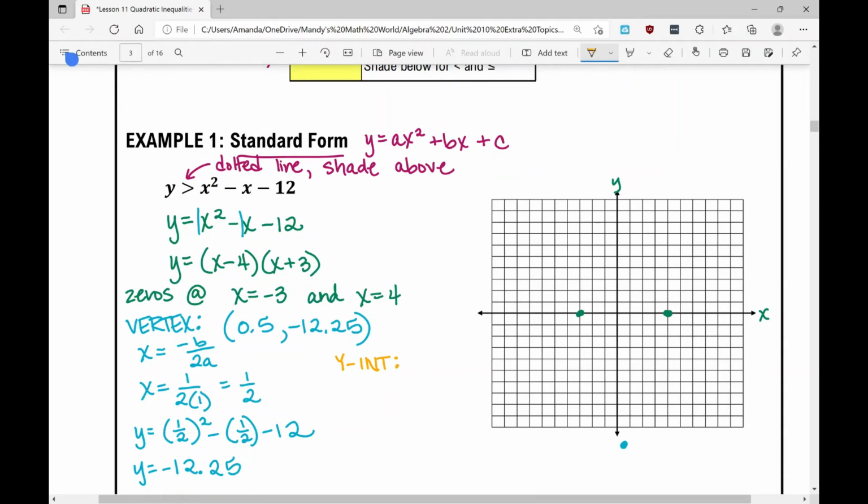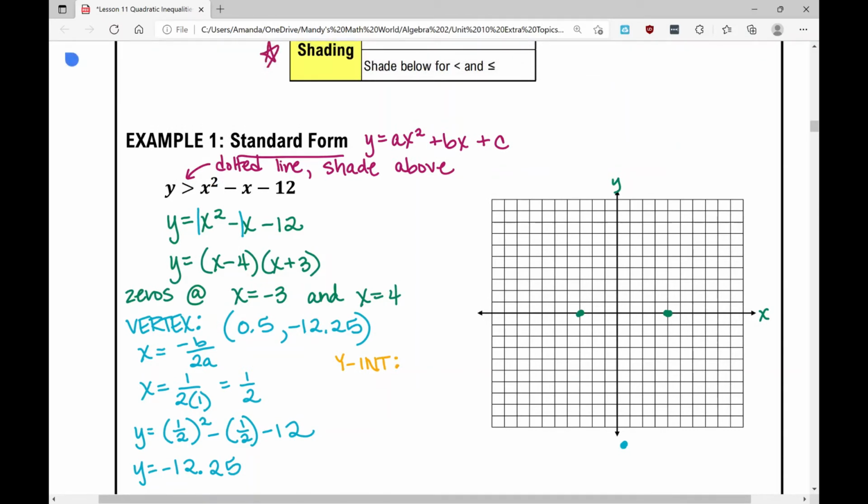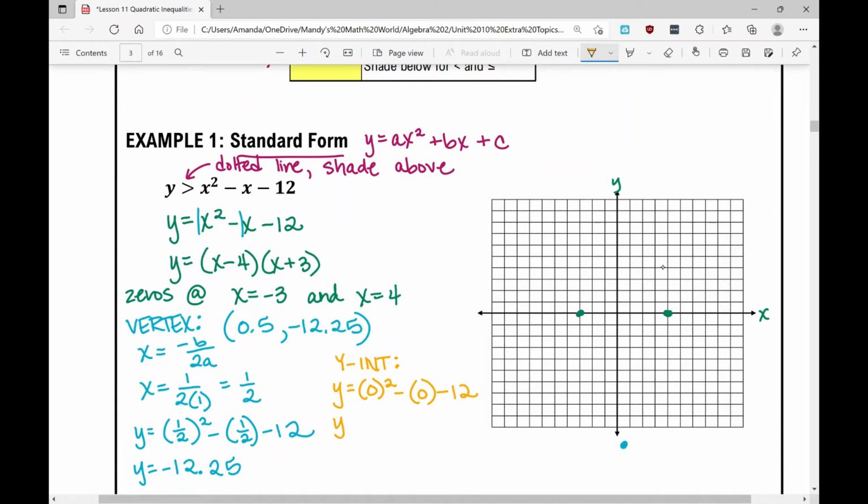So the y-intercept is when x is 0. So if I were to plug in 0 for x, that's 0 squared minus 0 minus 12, and I get y equals negative 12. So my y-intercept is 0, negative 12. 0, negative 12 is like right here, right? Because that vertex is negative 12.25.